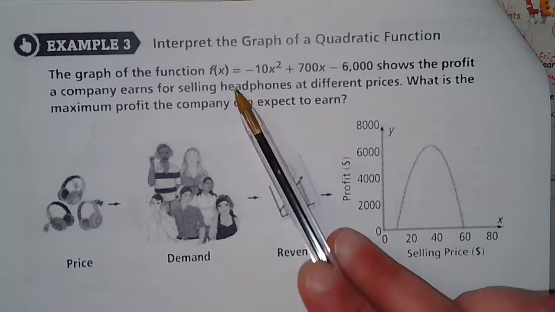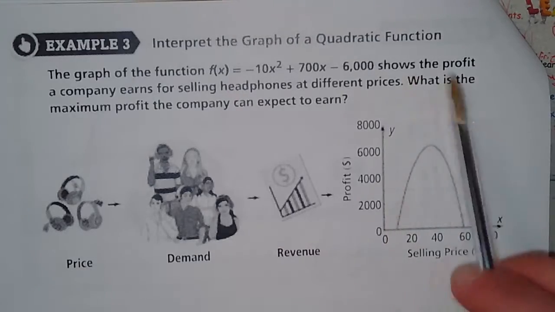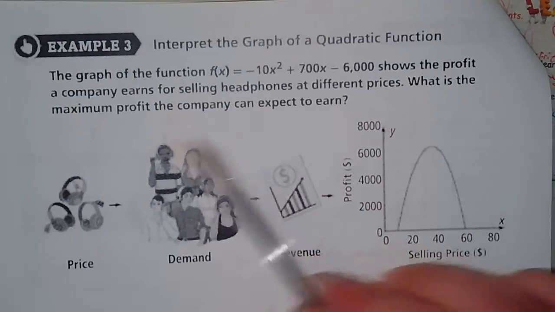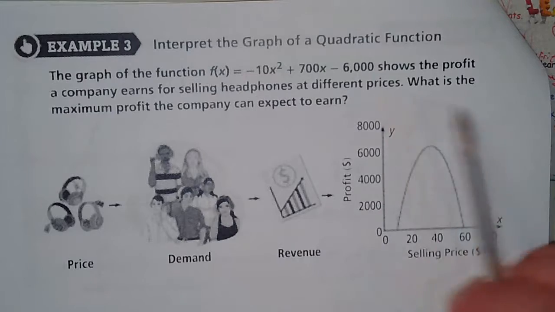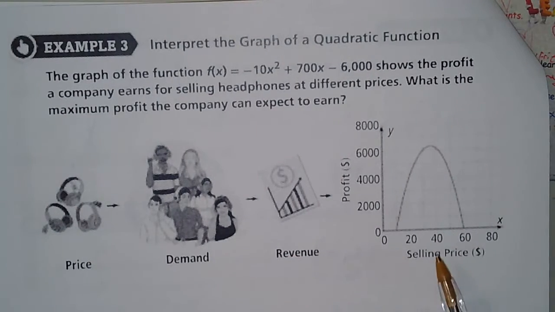All right, so it says we have this graph over here. So the equation makes a graph. It says it shows the profit that a company earns for selling headphones at different prices. What is the maximum profit the company can expect to earn? So what this shows is based off however they change their selling price.